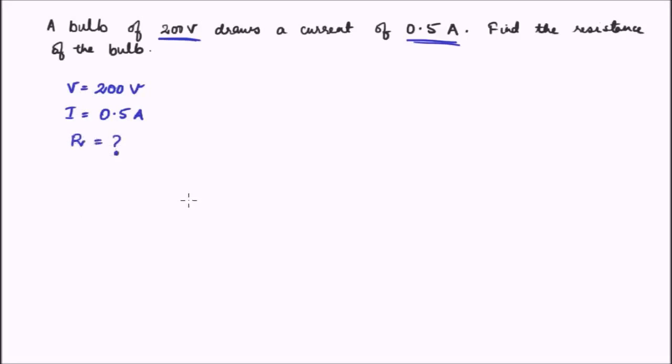Now if you go back to your lecture notes and recall what Ohm's law was, we know that V is I times R. This is our Ohm's law. Here in this particular question we have been provided with the voltage, 200 volt. We have been told how much current it is drawing, that is 0.5 ampere. All we need to find is the resistance. So everything is basically provided in the question. We'll use this relation.